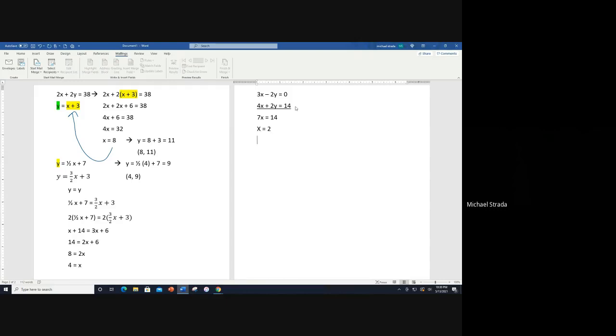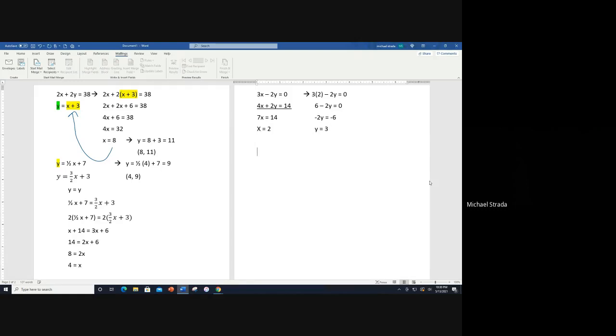Now, the disadvantage to it is it's kind of harder to get the other variable, but it's not a big deal. Again, we're going to substitute back in. So now instead of 3x, it's 3 times 2 minus 2y equals 0, and we're going to solve. 3 times 2 is 6. So 6 minus 2y equals 0. Subtract 6 from both sides. Negative 2y equals negative 6. Divide both sides by negative 2, and y is equal to 3.